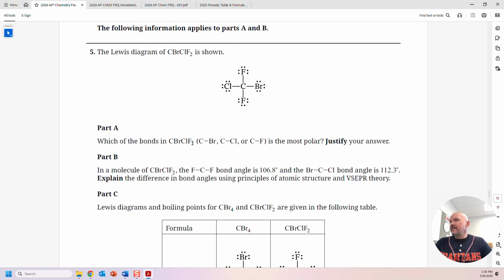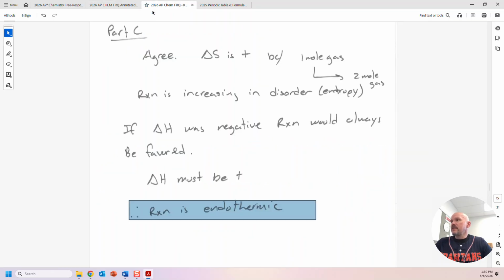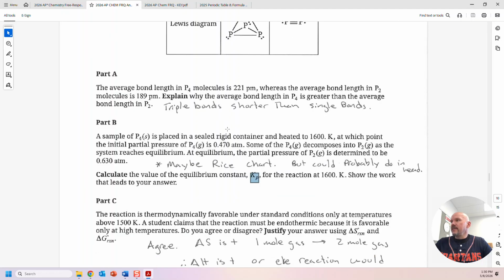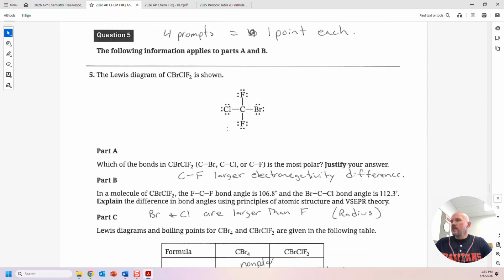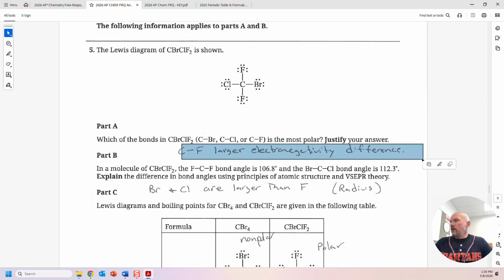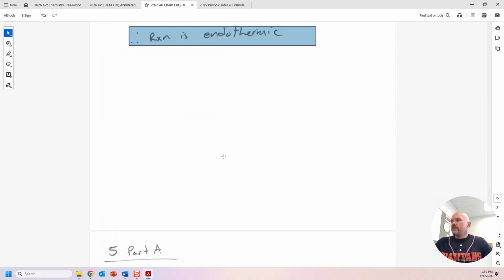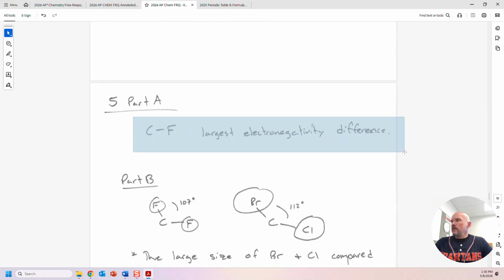But part A is just asking which of these bonds, carbon to bromine, carbon to Cl, or carbon to fluorine, is most polar. They're all polar, all right? Well, which one's the most polar? And we should easily know that's going to be the CF because it has the bigger electronegativity difference, right? So if we go on to that question, CF has the bigger electronegativity difference between carbon and fluorine compared to the other ones, so it's going to be the most polar. All right, so the CF bond is the most polar, the biggest electronegativity difference.